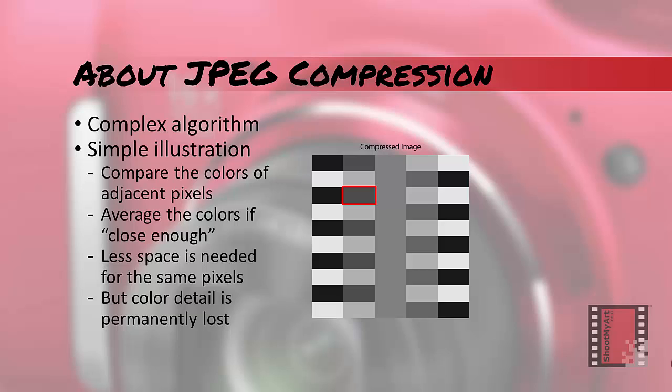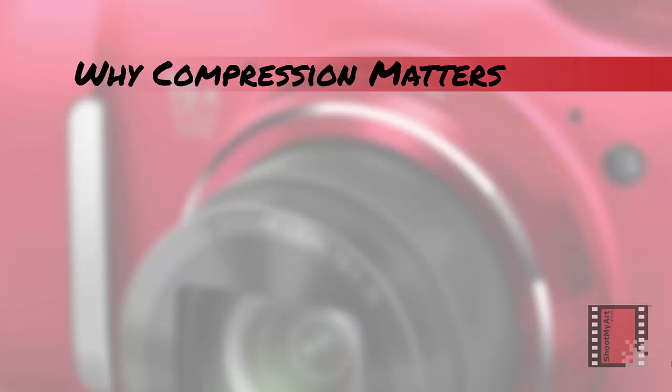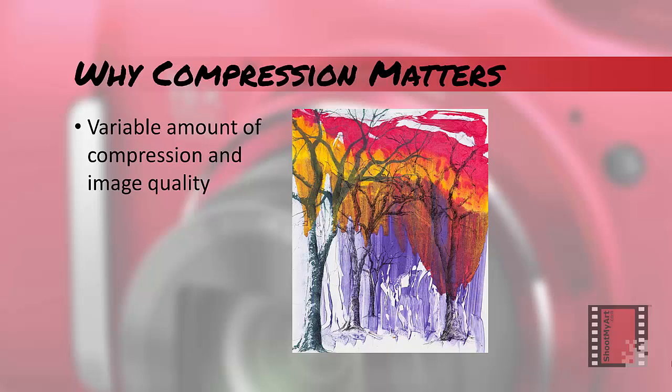In other words, the compression is lossy, and so comes at a cost. When the file is opened later and uncompressed, the original differences in colors between the pixels that were averaged cannot be recovered. Compression matters when shooting your artwork because the amount applied by the camera can be changed. In other words, you can set how much the image is compressed, that is to say, how close is close enough when the colors of adjacent pixels are compared during the compression process.